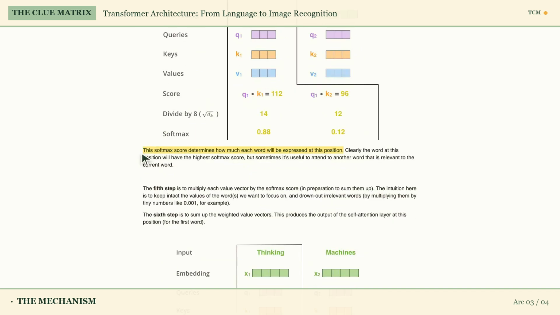This softmax score determines how much each word will be expressed at this position. It's like a learned interpolation weight.